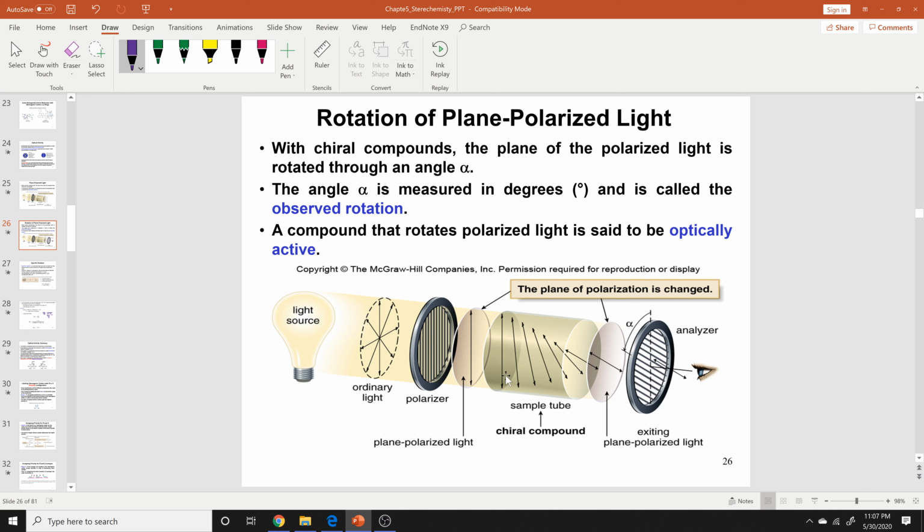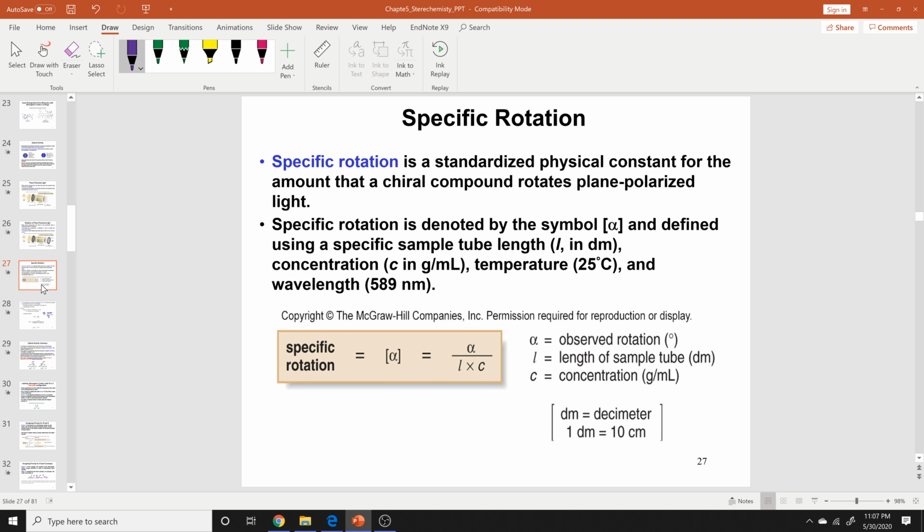So here we have a compound in the sample tube that is optically active. This means that it has a mirror image. So it's capable of rotating the plane of polarized light by an angle alpha, which you can easily read from the exit slit of the instrument. That is going to be the angle alpha. And what you're basically measuring is the observed rotation. This is what you measure: the observed rotation.